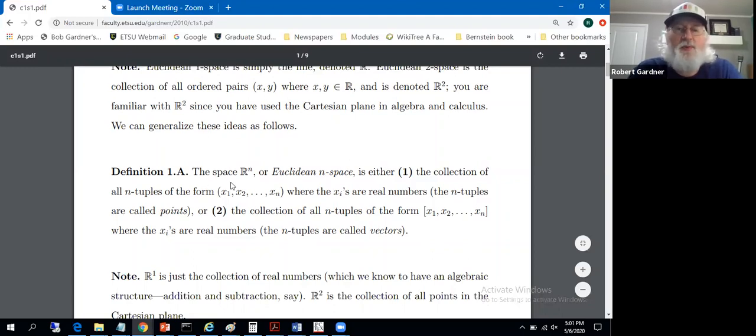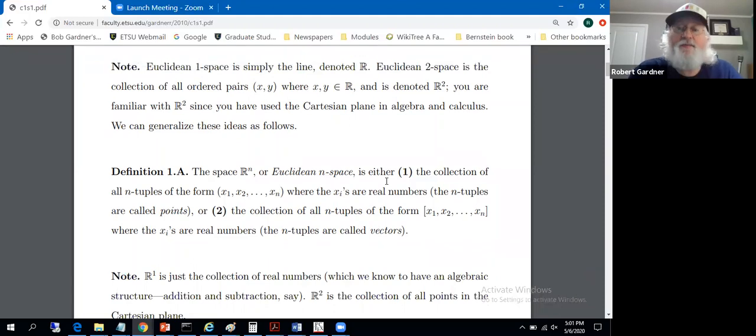So our first formal definition: the space Rn, or Euclidean n-space, is either one of the following two interpretations. This is a little bit informal, and it's the second interpretation that will be the most useful for us. Rn is either the collection of all n-tuples of the form (x1, x2, up to xn), where those xi's are all real numbers. In this case, these n-tuples are called points in Rn. Or, an alternative definition of Rn is the collection of all n-tuples of the form [x1, x2, up to xn], where the xi's are real numbers, and in this case, the n-tuples are called vectors.